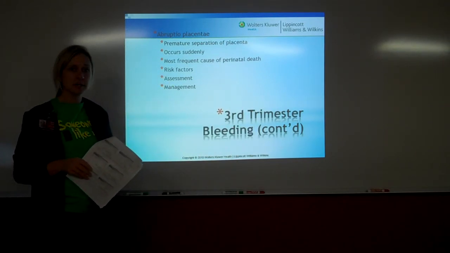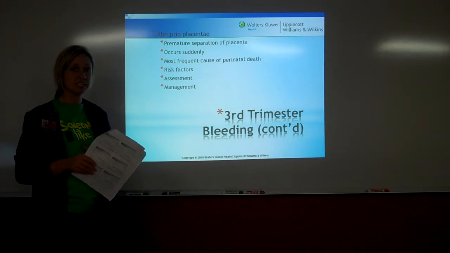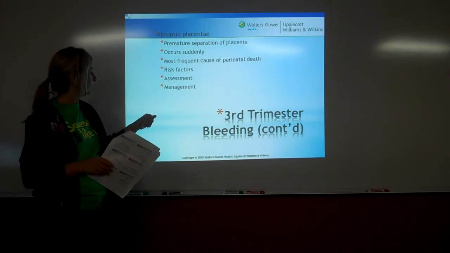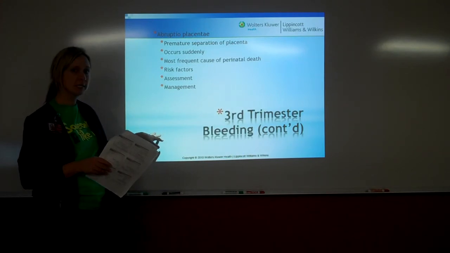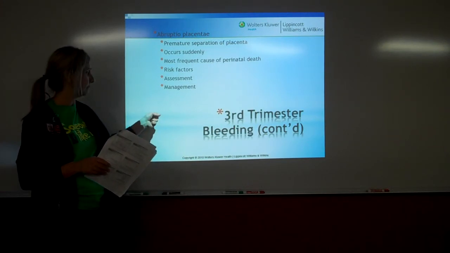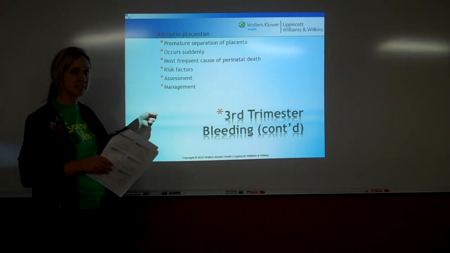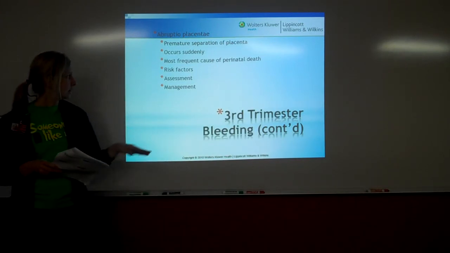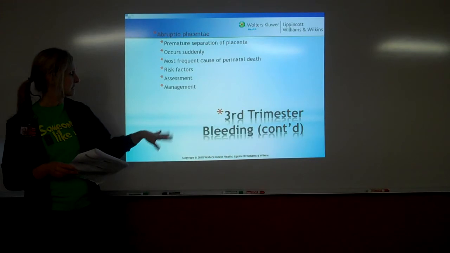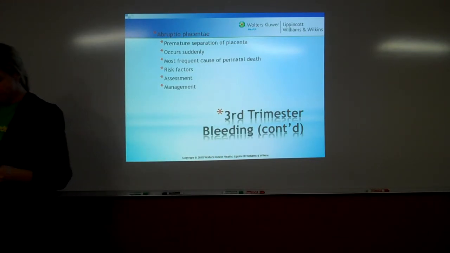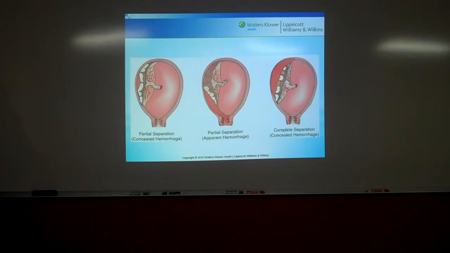Mom will come in, usually if it's a complete abruption, with intense pain, board-like abdomen, okay? She could have bleeding, but not always. Not always visible from the vagina. The board-like abdomen is from the internal bleeding. It may not be actually coming out. Of course, vital signs, fetal assessment, and if it's a complete abruption, we're going to do an emergency delivery. Here's pictures.